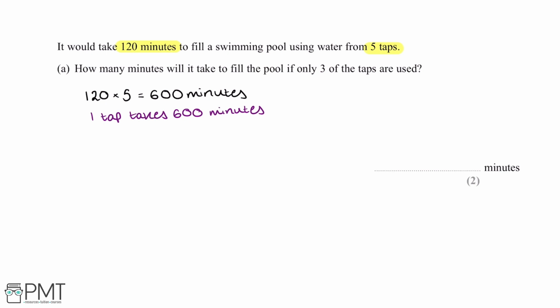So now to work out how many minutes it will take to fill the pool if only 3 taps are used, we're going to want to divide 600 by 3. And this gives us 200 minutes. And this is because if it takes 600 minutes to fill the pool using 1 tap, then using 3 taps it will only take 1/3 of the time. So therefore 200 minutes is our final answer.